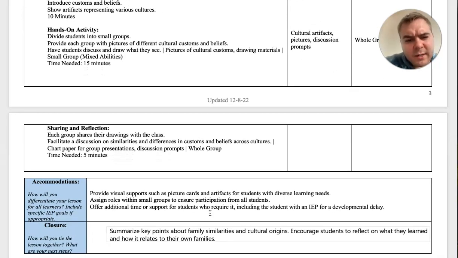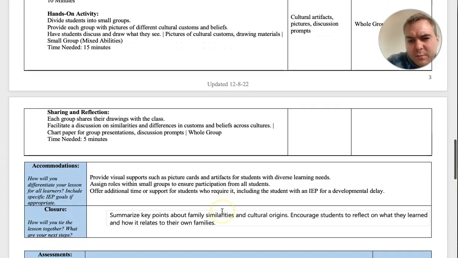And then the final section is 5 minutes, and it's sharing and reflection. Each group shares their drawings with the class, and the teacher facilitates a discussion on similarities and differences in customs and beliefs.